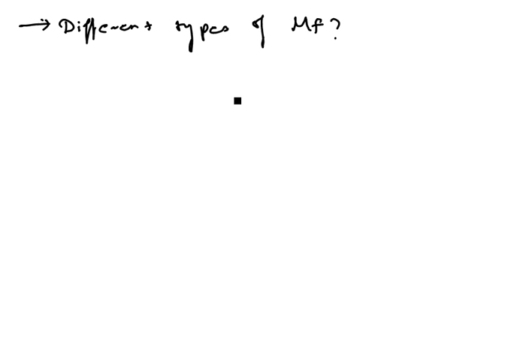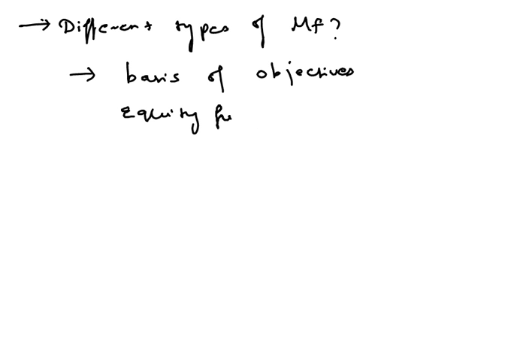So mutual funds are classified in the following manner. We can classify them on the basis of objectives and on the basis of flexibility. First, let's see how they are classified on the basis of objectives. You can say a mutual fund is an equity fund or a growth fund. The funds that invest in equity shares are called equity funds.